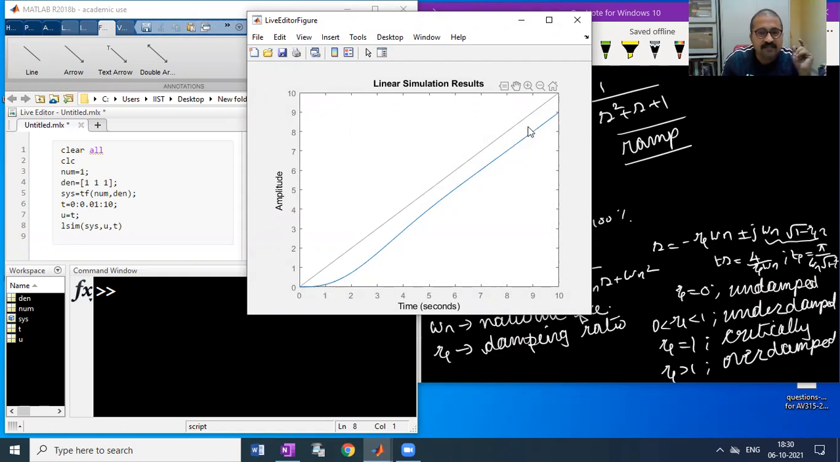Why does it have a steady state error? Because what was the type of the system? Type of the system was 0. So a unit ramp to a type 0 system will give a constant steady state error. You can see maybe 1 to 2 seconds is the transient part, and from then on it is the steady state part. So at steady state it has a finite error.